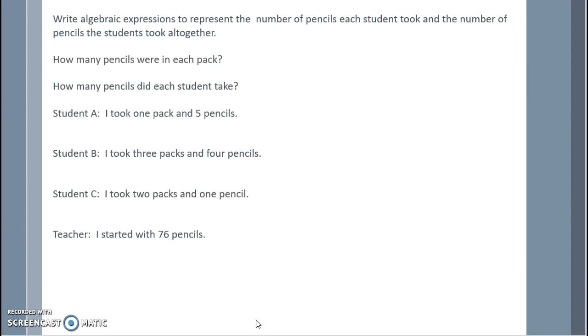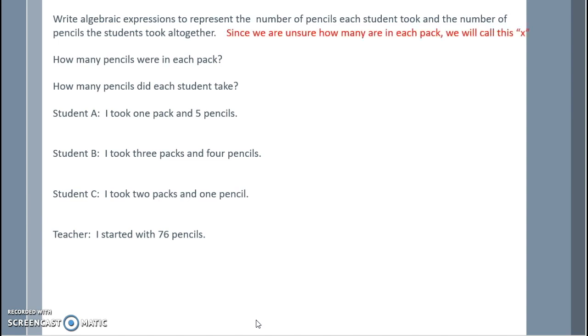Write algebraic expressions to represent the number of pencils each student took and the number of pencils the students took altogether. How many pencils were in each pack? How many pencils did each student take? So student A said, I took 1 pack and 5 pencils. Student B said, I took 3 packs and 4 pencils. Student C said, I took 2 packs and 1 pencil. The teacher said, I started with 76 pencils.